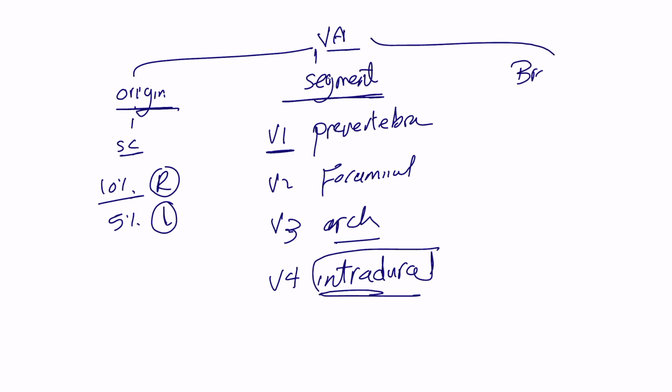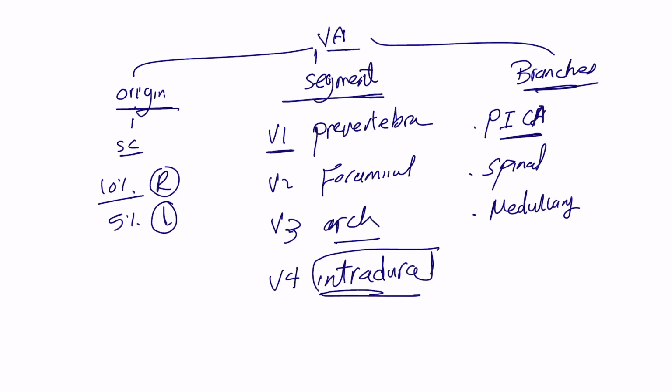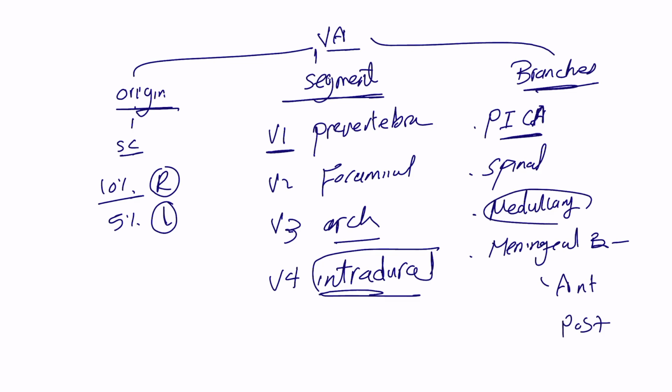And then branches. The branches of the vertebral artery, we talked about five branches. What's the most important? The posterior inferior cerebellar artery, which I'm going to explain in another video. And there are spinal branches, there are medullary branches, and finally, there are meningeal branches. So meningeal are anterior and posterior. Medullary is a single branch. Spinal are anterior and posterior branches, and finally there is the posterior inferior cerebellar artery.